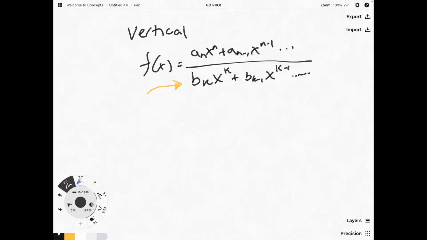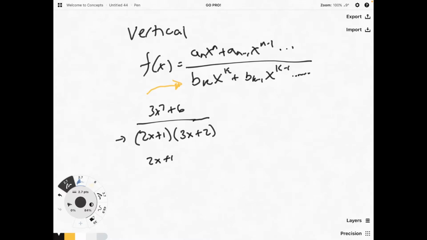If you had, for example, 3x to the 7th plus 6 divided by 2x plus 1 multiplied by 3x plus 2, then your vertical asymptotes would be these factors set to 0. So one of your asymptotes would be 2x plus 1 equals 0, and another would be 3x plus 2 equals 0. When you solve for x, you move the 1 over to the right-hand side, divide by 2, so x equals negative 1/2.